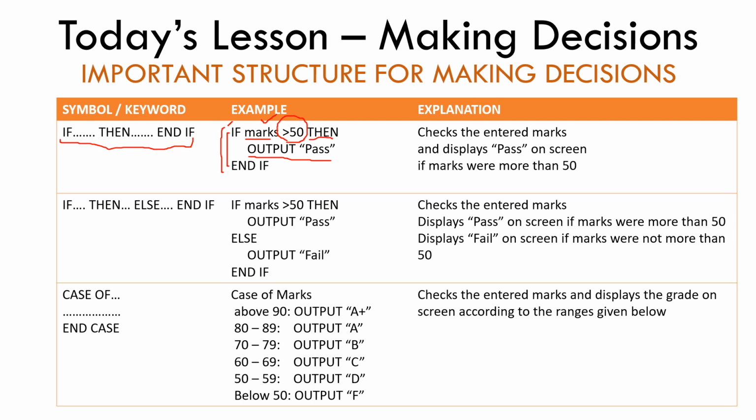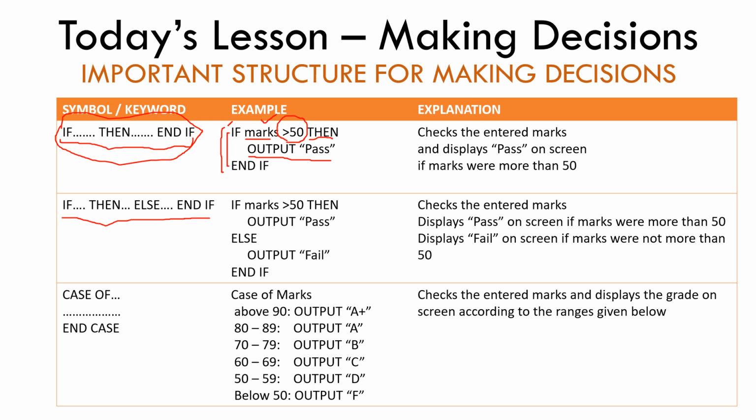On the other side, there is also an option. What happens when someone does not score marks which are more than 50? What do you show on screen? For that scenario, we use another alteration of this if, then, end if, and this alteration is called if, then, else, end if.